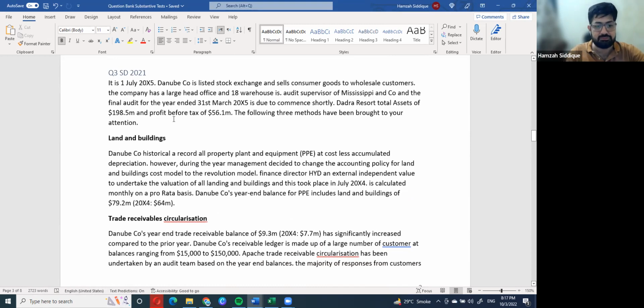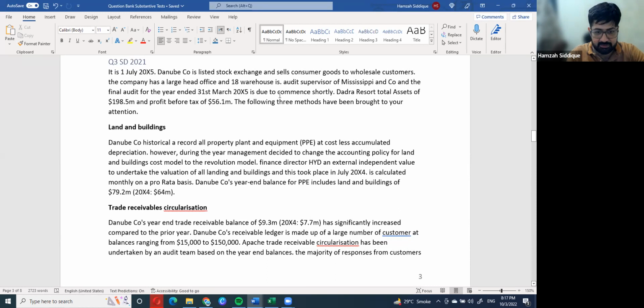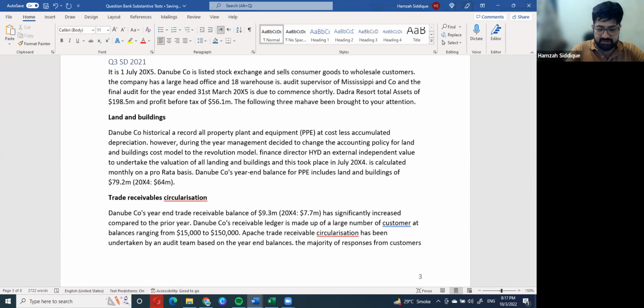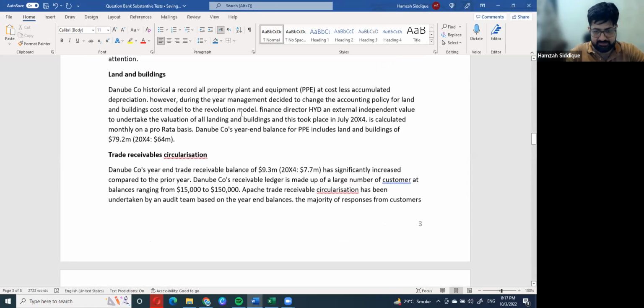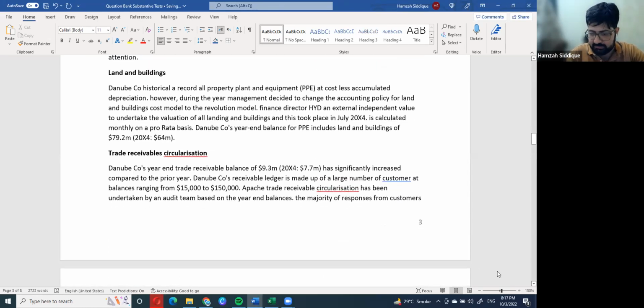Now, so it is 1st July. D company is listed on the stock exchange and sells consumer goods to wholesale customers. The company has a large head office and 18 warehouses. Yes. So the final audit for the year is due to commence shortly. These results, total assets are this and profit before tax is this. The following 3 matters have been brought to your attention. Here is the information in front of you people.